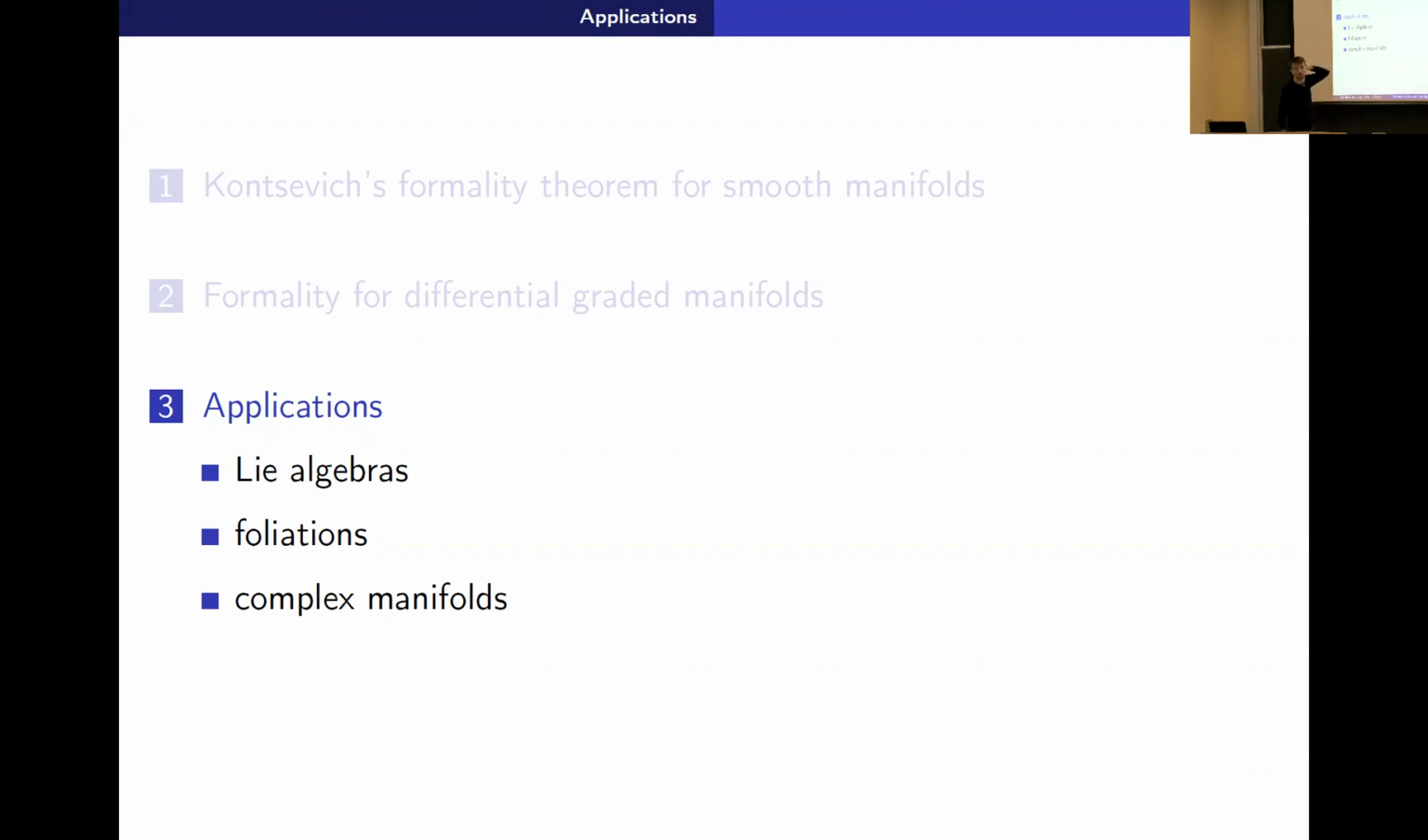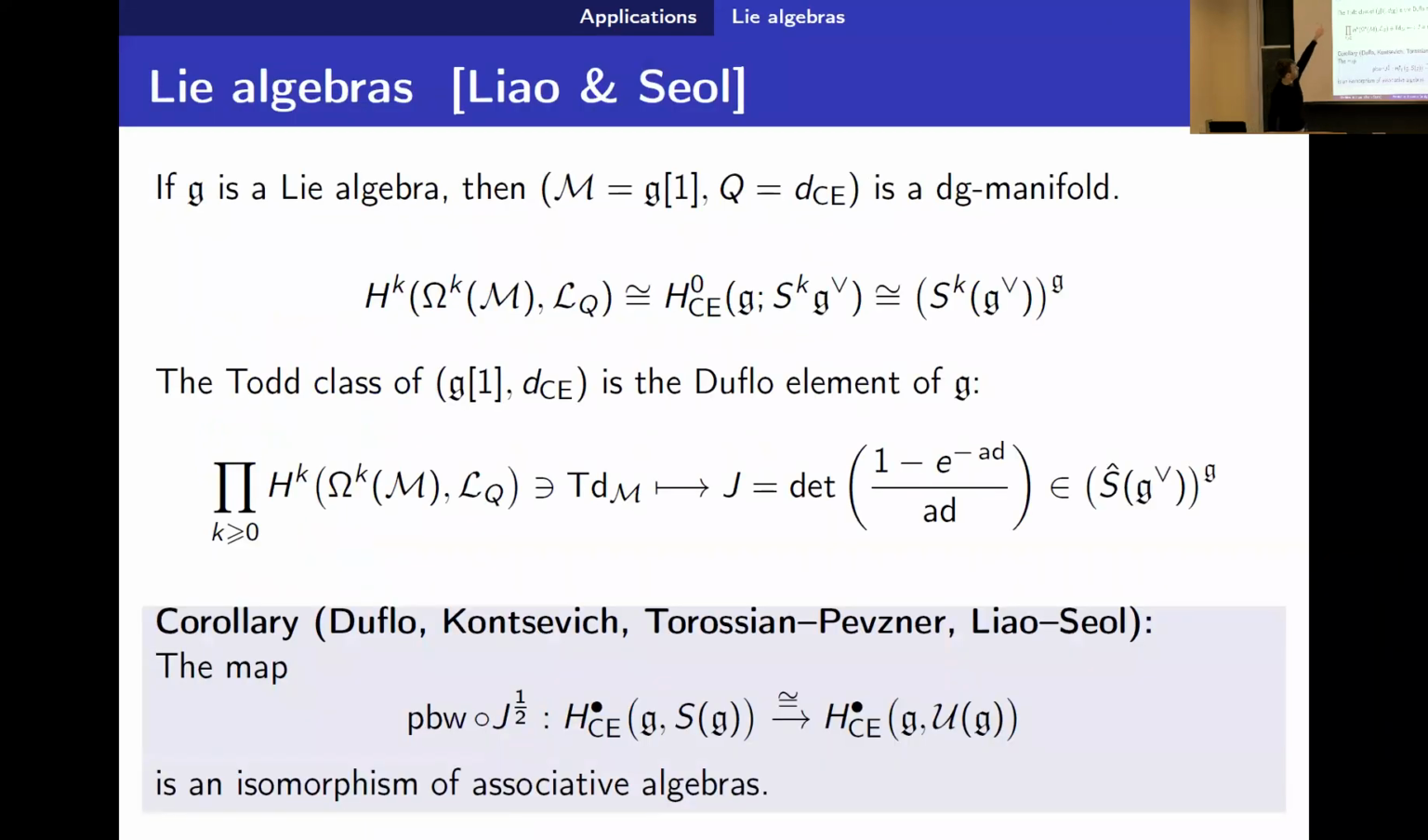We can specialize this pair of theorems to three situations: Lie algebras, foliations, and complex manifolds. In the Lie algebra case, this was done by two Penn State students, Xuanyi Liao and Sol, who is here in the room. As I told you earlier, if you take a Lie algebra g, then out of it you can form the DG manifold g shifted by one, whose homological vector field is the Chevalley-Eilenberg differential.